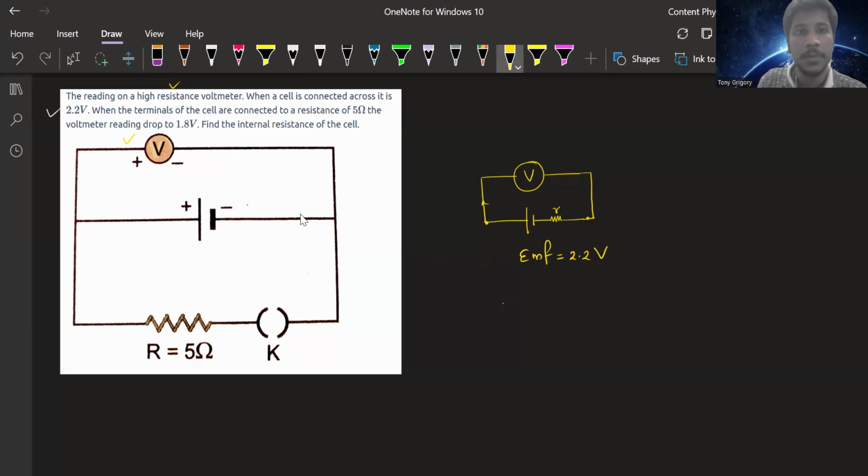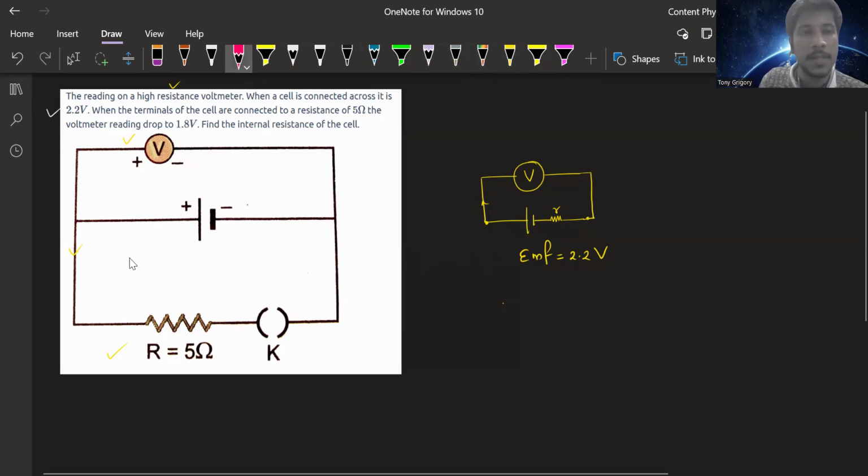Now, in the next case, we are connecting a resistance of 5 ohm, which is parallel to this cell. So when we are connecting this resistance of 5 ohm, the current will definitely pass through this path because it is an easier path, right? It will complete the circuit like this. And we can still assume the current flowing through the voltmeter to be very negligible. Now, the voltage shown in this case in the voltmeter is equal to 1.8 volt.